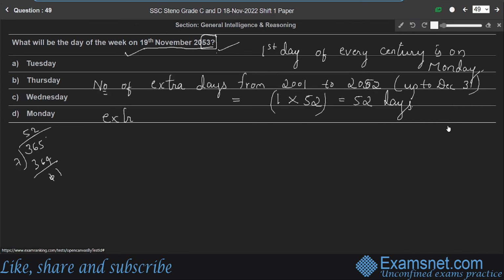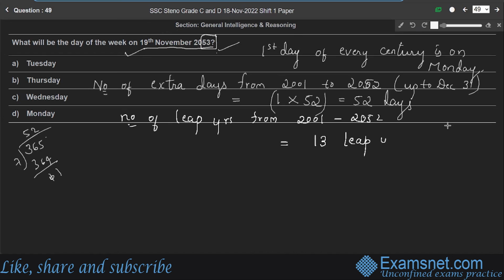Therefore, the number of leap years from 2001 to 2052. A leap year comes once in 4 years. Therefore, 13 into 4 is 52, so 13 leap years we have in 52 years. In every leap year, we have one extra day, which is February 29. Therefore, 13 extra days.